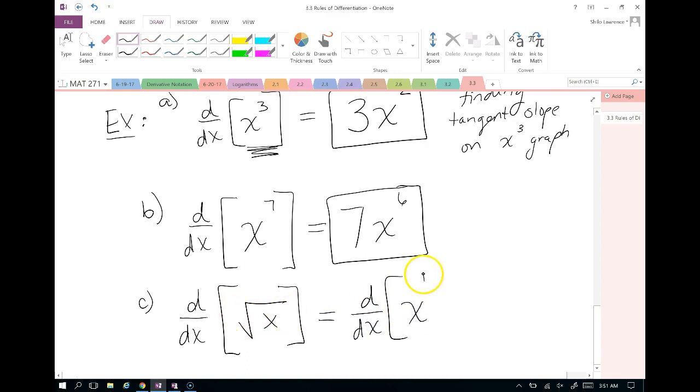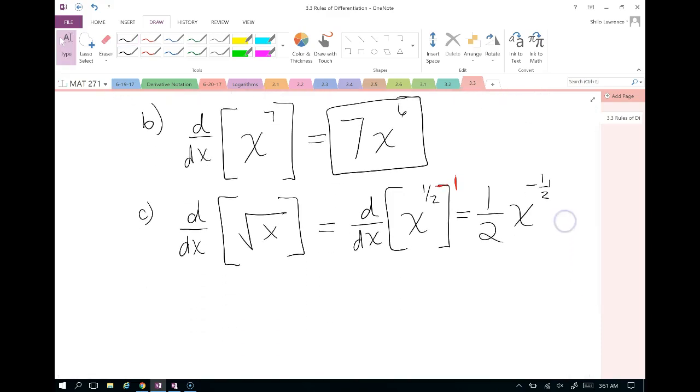So a square root is a 1/2 power. Once we see it as x to a power, then we do it just like we did the other ones. The old power comes out front as a coefficient, and then we subtract 1 to get the new power. A 1/2 minus 1 is a -1/2.